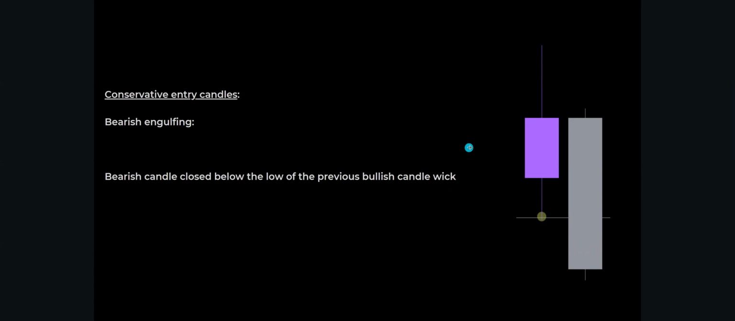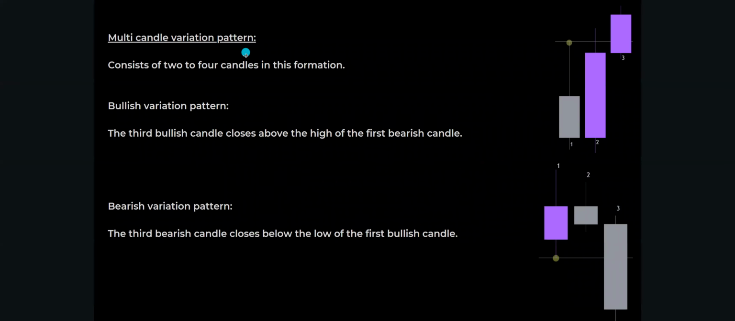Now we'll look at multi-candle variation patterns. This is the second entry technique I like to look at when it comes to the conservative entry, right? We haven't yet done the aggressive part. Multi-candle variation consists of 2 to 4 candles in a formation, right?